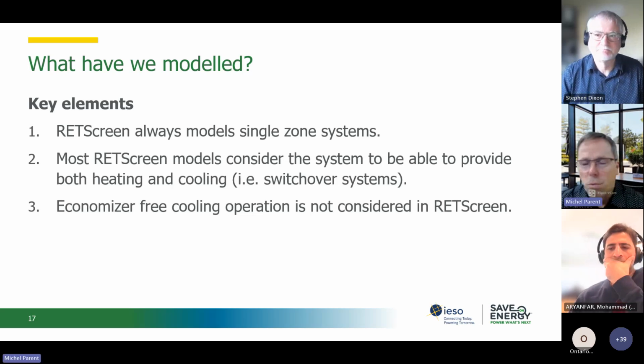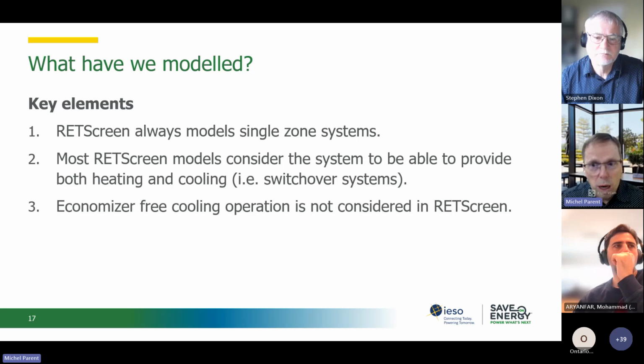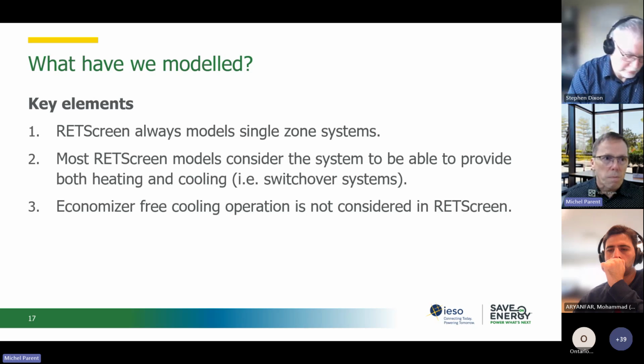And the first thing I'd like to mention, Stephen, is that what you just showed us is what RETScreen is really built for. What you have modeled in there, what we saw, and what you guys are going to model the next time is a single zone system. Basically, your typical rooftop unit. So that means that when you model that, RETScreen considers that the system is able to provide both heating and cooling, which is a switchover system.